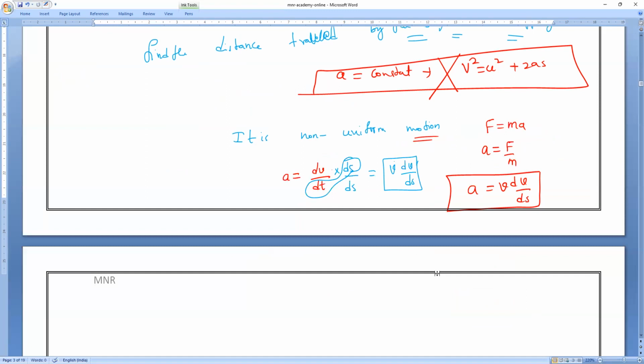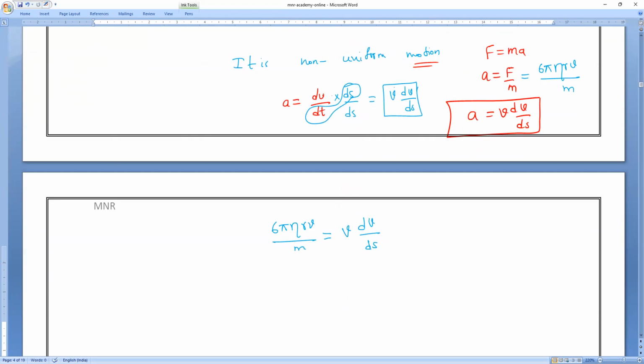Now you can see, we know acceleration equals F by m. So what is the force? The force is 6 pi eta r v. So acceleration equals 6 pi into eta into r into v divided by m, which equals v into dv divided by ds.